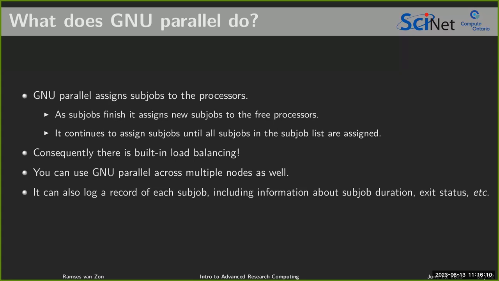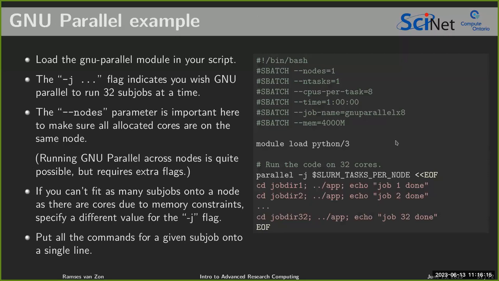You can use GNU Parallel across multiple nodes, but I'm not going to show how to do that because it's a little trickier. So that's why we're asking for a single node and all the tasks to be on that node. This job script will run on one node only, so if you had multiple nodes, something else has to launch the jobs on the other nodes. That's why it's better to stick to a single node.